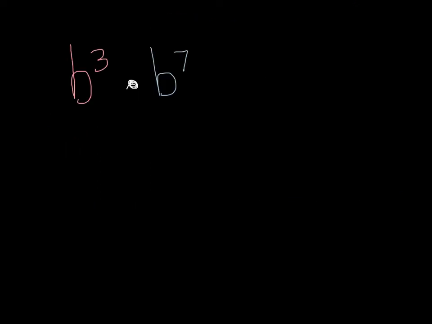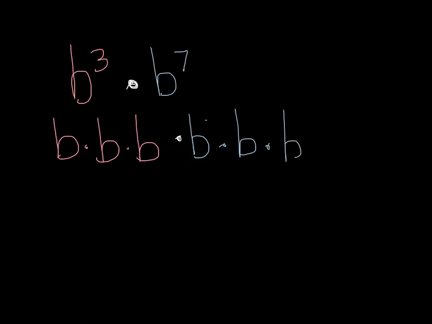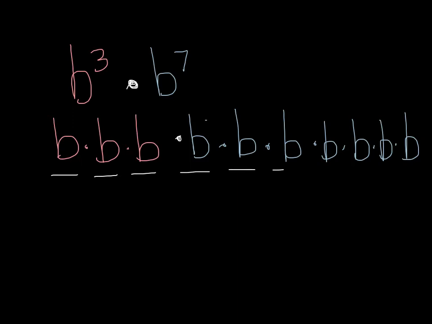Let's look at another example. So let's start. B to the 3rd. What is b to the 3rd? B to the 3rd means b times b times b times b to the 7th, which is really b times b times b times b times b times b times b. How many is that? 3, 4, 5, 6, 7. That was a lot to write out. All right, so in total, how many b's does that give us? 1, 2, 3, 4, 5, 6, 7, 8, 9, 10.